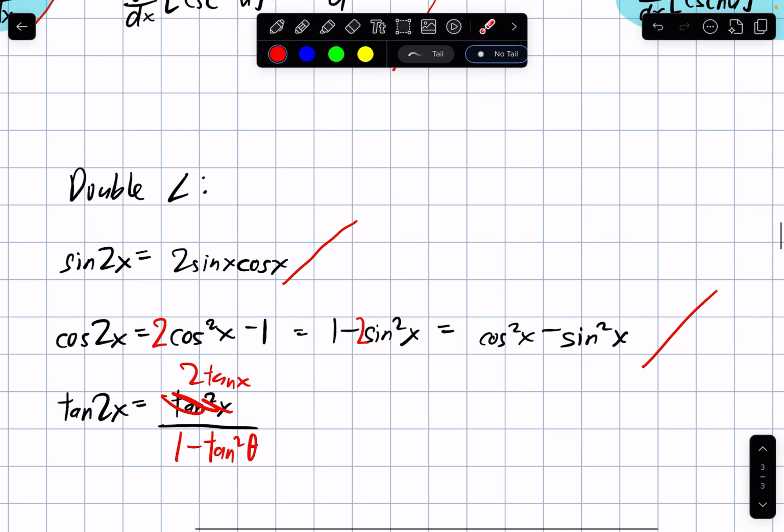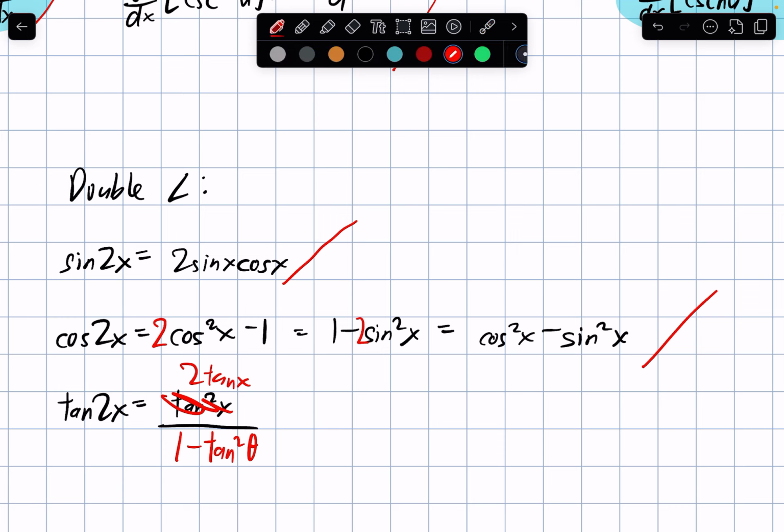For double angle formulas, the first one's easy. Sine 2x is equal to 2 sine x cosine x, or in other words, 2 cosine x sine x. Again, multiplication order doesn't matter in the scenario depicted. Cosine 2x is equal to 2 cosine squared x minus 1, which is equal to 1 minus 2 sine squared x. You have to memorize it specifically in this order, okay?